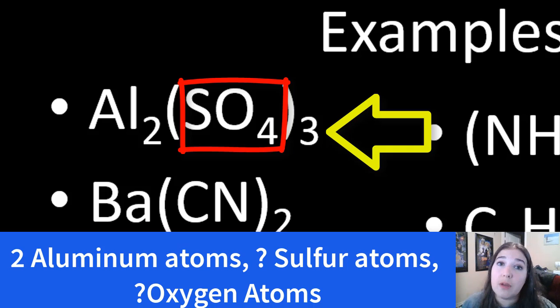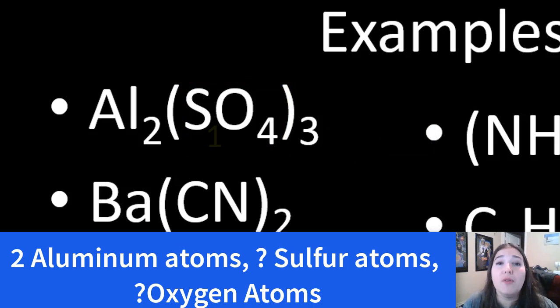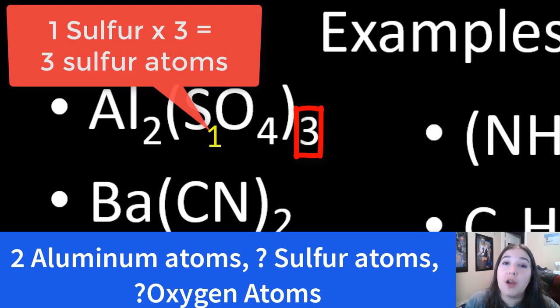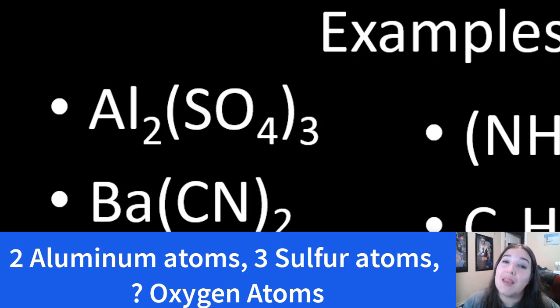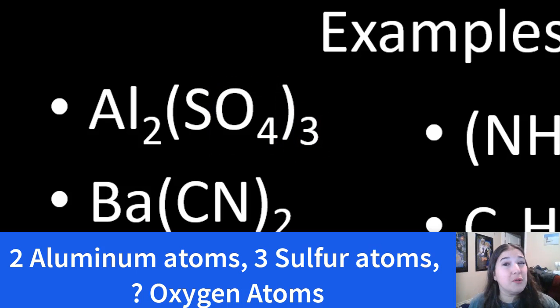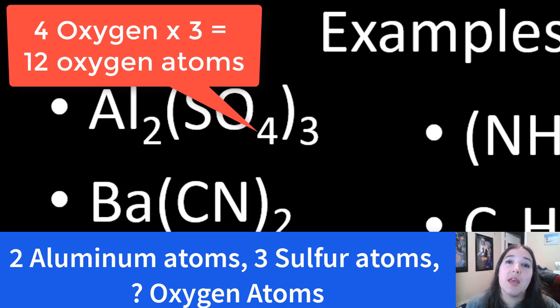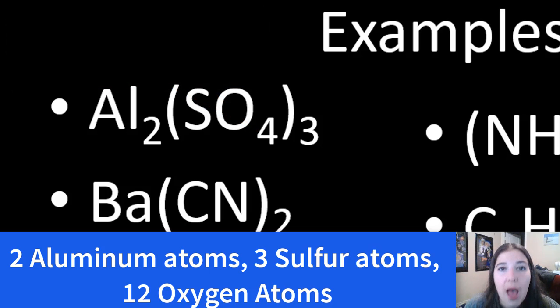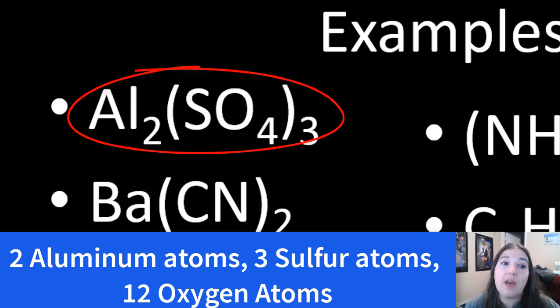I need to do the distributive property. I have 1 sulfur, but there's a 3 outside the parentheses, so I have to multiply it by 3. There are 3 total sulfur atoms in this compound. Inside the parentheses, I have 4 oxygen. But outside the parentheses, I have a 3. So I have to do 3 times 4 to say there are 12 total oxygen atoms. So in total, I have 2 aluminum, 3 sulfur, and 12 oxygen atoms in aluminum sulfate.